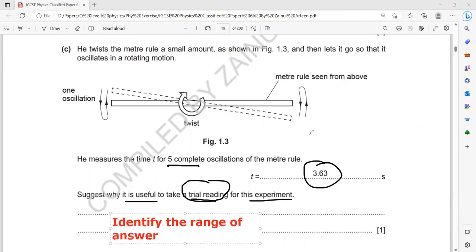So for example, if you did a trial reading and you're getting an answer like 4.5, it means the answer will be somewhat closer to 4.5. It might be above 4.5 or below 4.5, but in this range. The main purpose of any trial reading in experiments is to identify the range of the value, like to identify what will be the likely value for the experimental results.